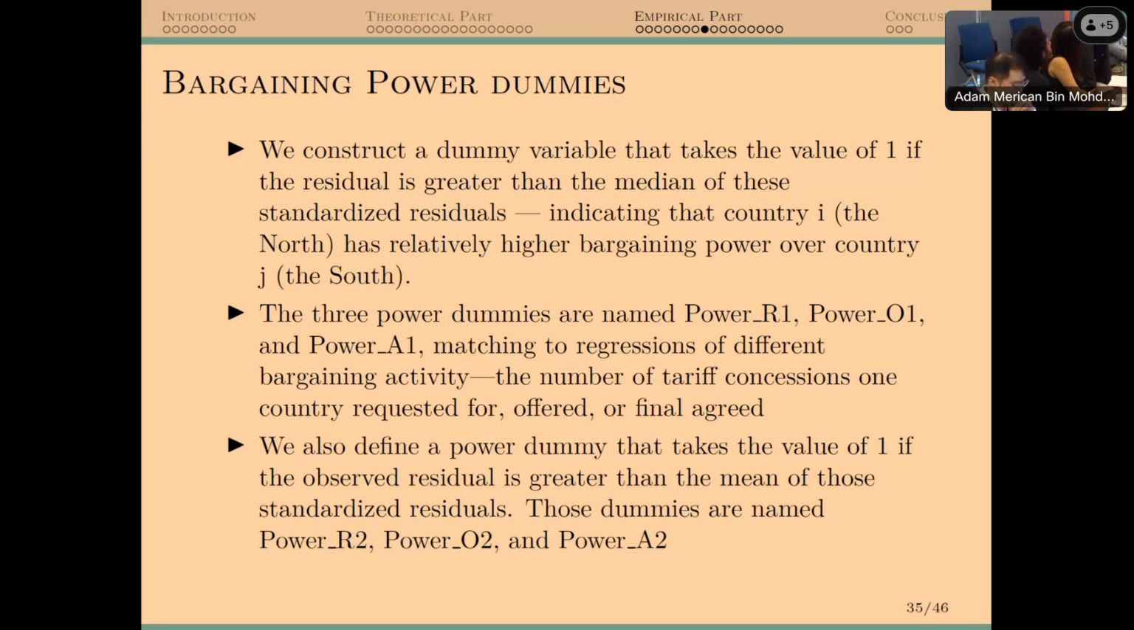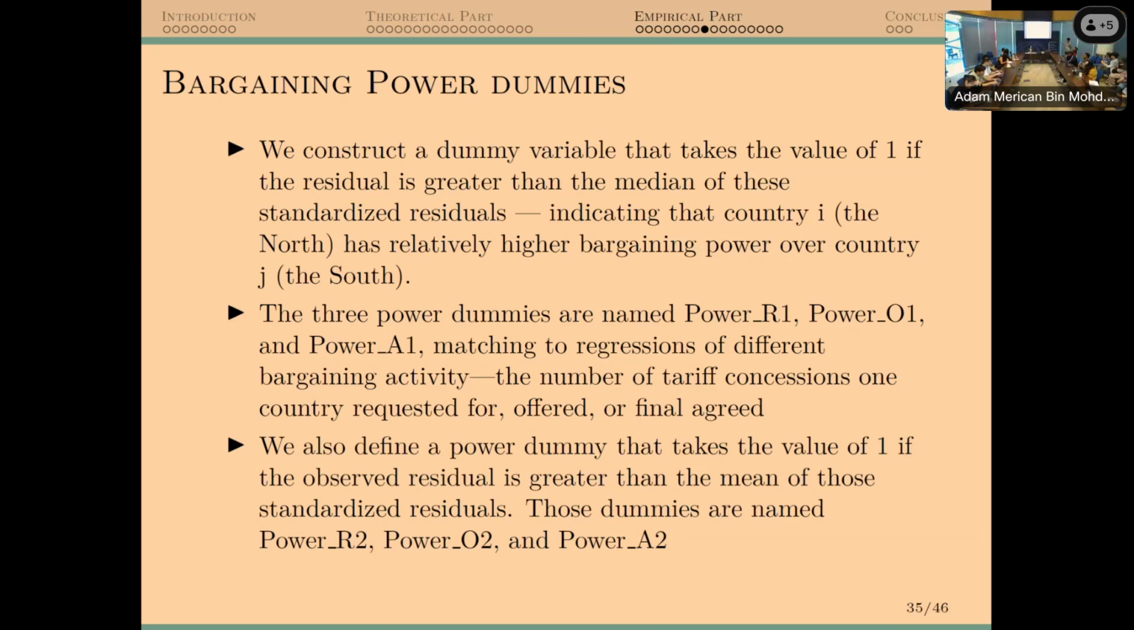Okay, so we also have three dummies accordingly based on the mean of those standardized residuals, as a robustness check. I think we have the result of using the continuous variable, the standardized residuals, and they give similar results, but we dropped it because of a comment. I forgot the reason why they picked the discrete dummy variable.